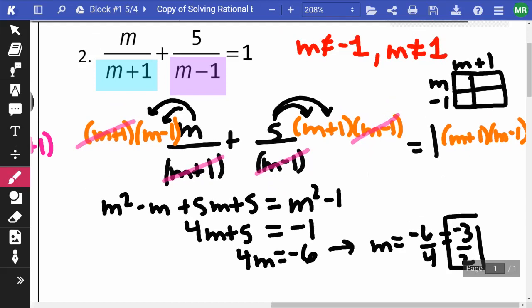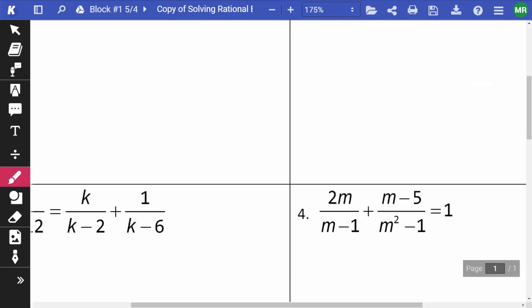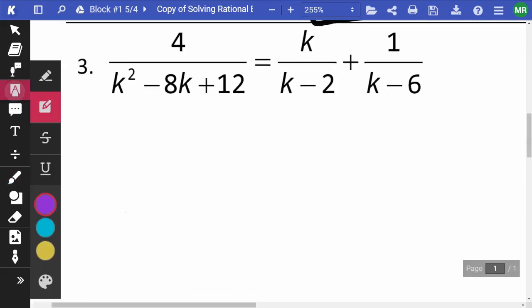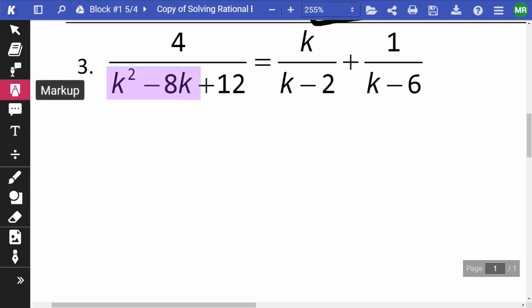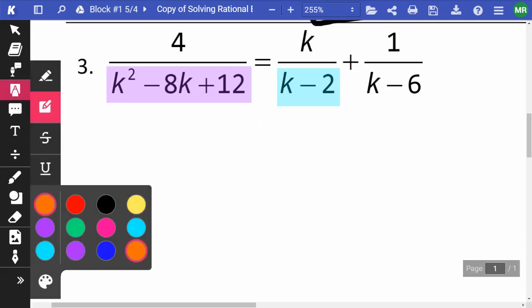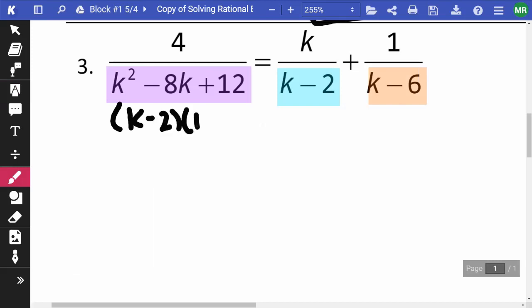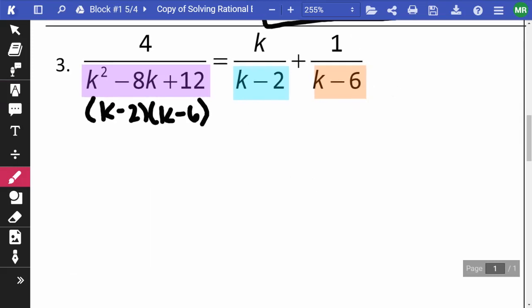Okay, so let's take a look at number 3. On number 3, I have to do an extra little step here with my denominators. So I've got this one, which is a trinomial that should be factored. This one here, k minus 2, and this one here, k minus 6. Now, when I factor this one here, what multiplies to 12 and adds to negative 8? That's going to be a k minus 2 and a k minus 6. So I'm going to multiply everything by k minus 2 and k minus 6.